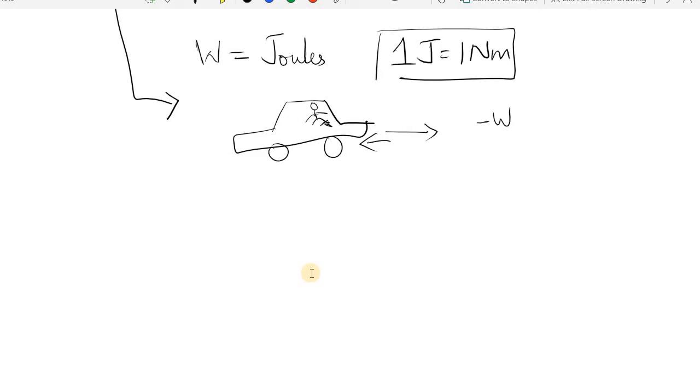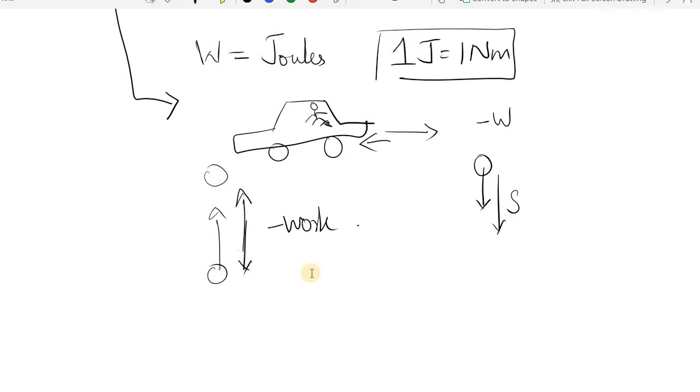Another point is when you throw a ball up. Here the ball goes up, so the displacement is in this direction, whereas the force of gravity is pulling it down. So here negative work is getting done. In the other case, if a ball is coming down, the displacement is also downwards, and the force of gravity is also downwards, and therefore the work done here is positive work.